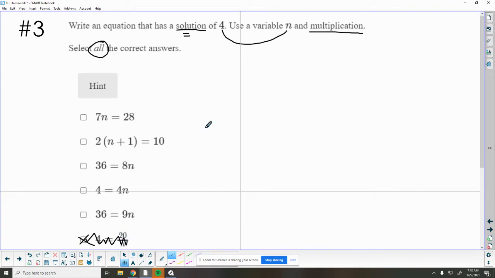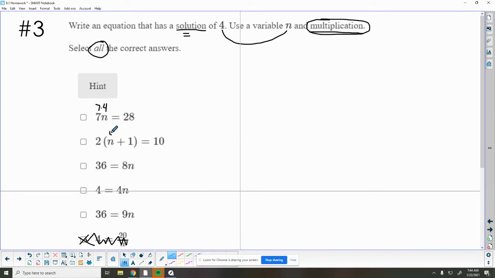Even if it's true, it's not going to be a solution because it asked us specifically to multiply here. So let's go through and plug in 4 and see which of these can work here. So you're going to start, I'll help you set up the first one, 7 times 4. If that equals 28, you'll check this one. So this would be a true solution.